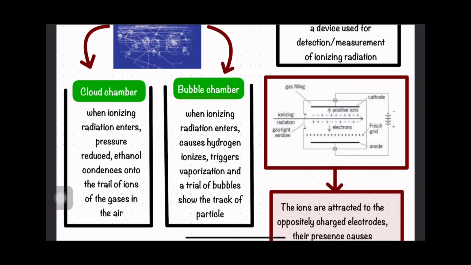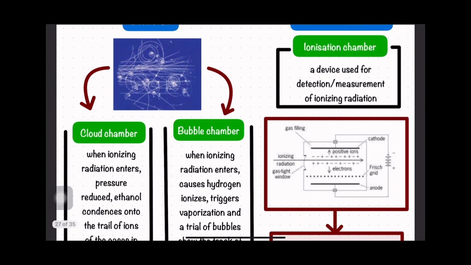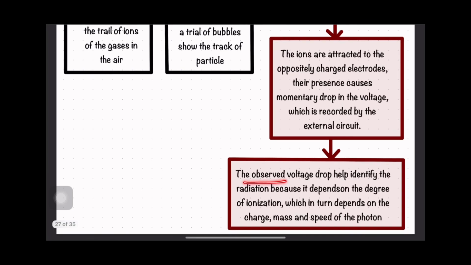And then kalau bubble chamber, dia vaporize and a trail of bubbles shows the track of the particle. So saintis boleh baca lah, dia boleh track macam mana bentuk dia, sama ada bentuk dia berpusing, bentuk dia lurus, duduk diam kat situ ke. Dia boleh baca lah partikel tu apa partikel yang keluar selepas pelanggaran. Macam tu. Okay, atau satu lagi dia ada jenis yang ionization chamber, a device used for the detection and measurement of ionizing radiation. So yang ini dia just nak cakap lah, observe voltage drop helps identify the radiation because it depends on the degree of ionization, which in turn depends on the charge, mass and speed of the photon. Kadang-kadang dia kata ionization ni more kepada sound lah, bunyi macam tu lah.